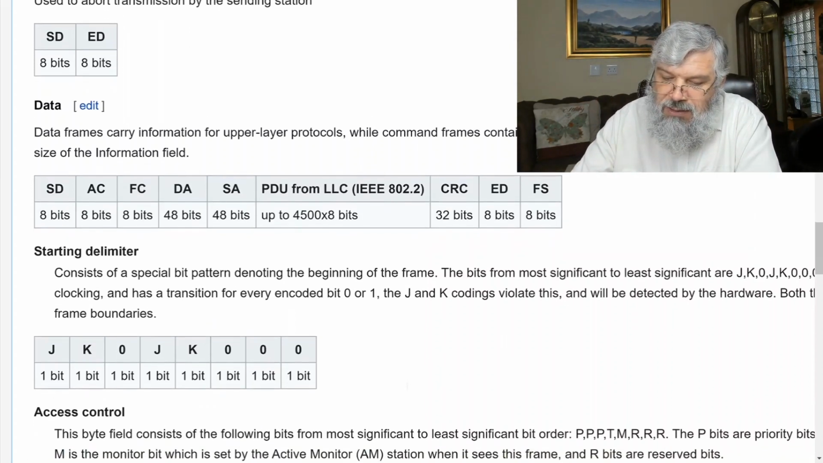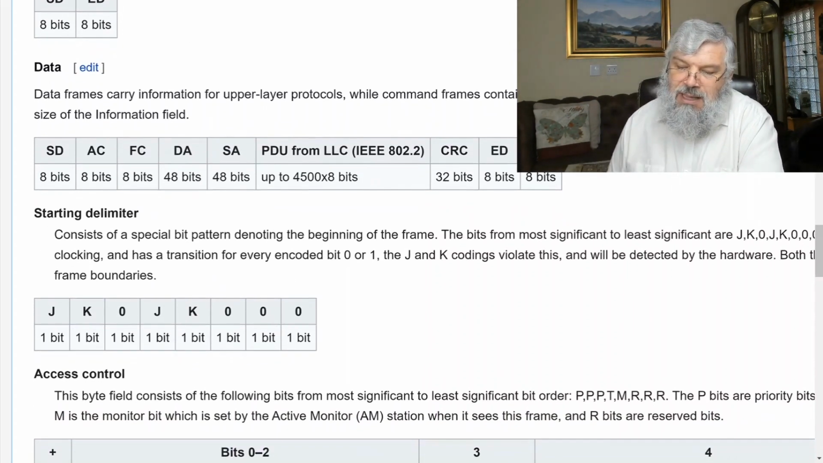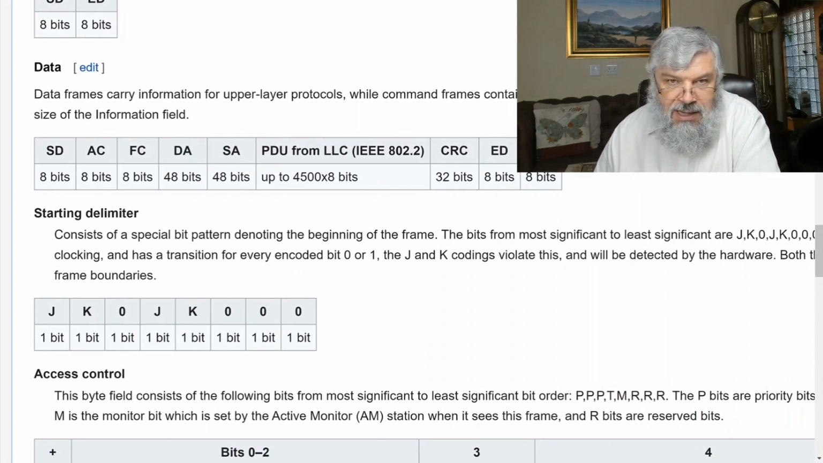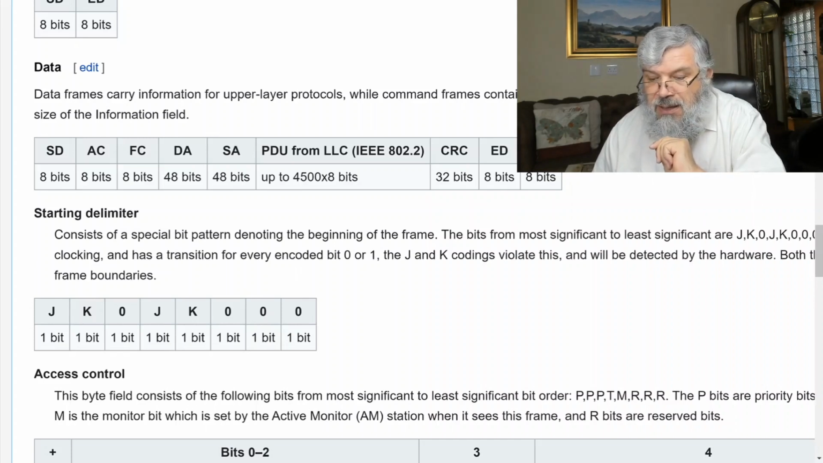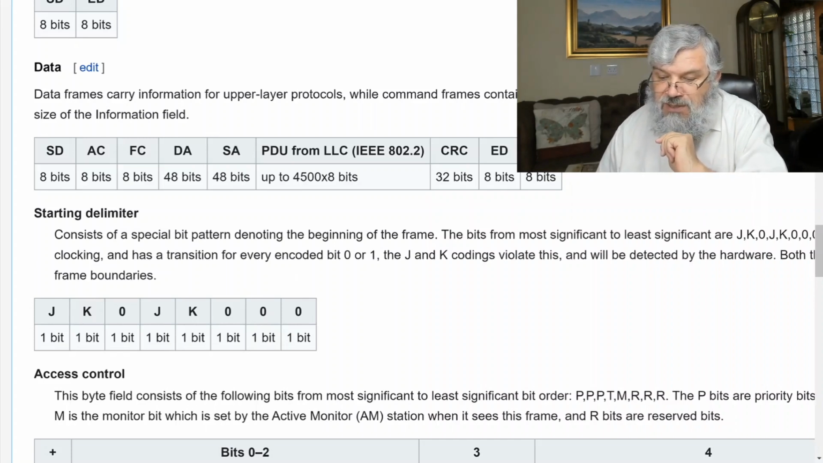And the mark at the beginning looks, as you can see on the screen there, it contains a J and a K, and that's where the trick lies. So that's what we have to discuss in more detail. Then just a normal 0, and then another J and another K. Again, that's the trick that we have to look at. And then it contains a couple of zeros.